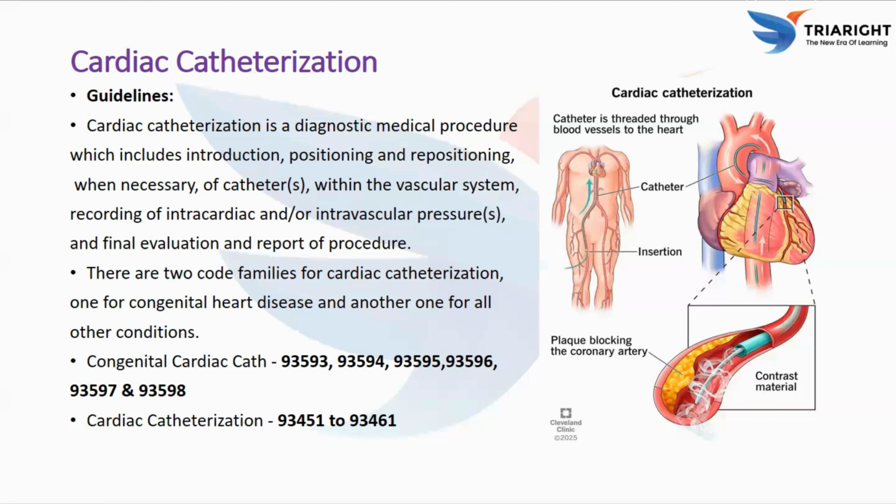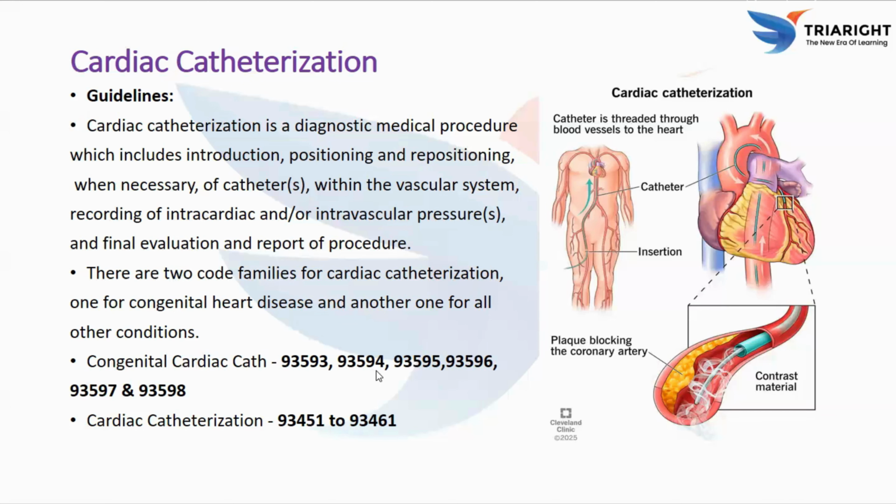Diagnostic cardiac catheterization measures pressures, evaluates anatomy, and may include coronary angiography, and the CPT code ranges from 93451 to 93461. Whereas interventional cardiac catheterization includes angioplasty, stent placement, and atherectomy. This falls under PCI, but not diagnostic catheterization. There are two cardiac catheterization code families. What are those? Congenital cardiac catheterization and non-congenital cardiac catheterization.